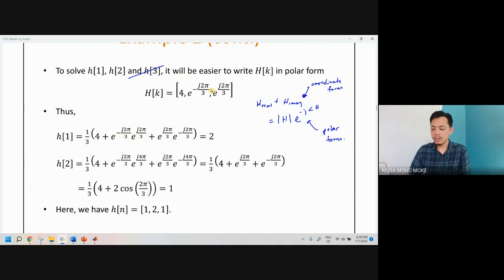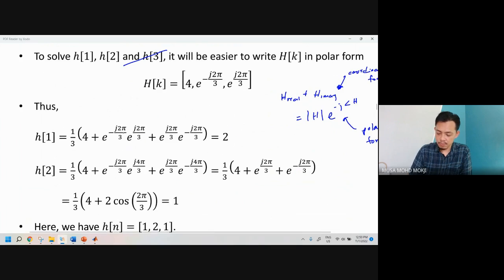And then the second one. This is negative, this is positive, so now we have a positive here. Then this becomes very easy, because minus j2 pi over 3 multiplied with e to the power of j2 pi over 3, you will cancel out these two. Because you need to plus these two, the same thing, the plus becomes 0. So e to the power of 0. Again, same thing here. So then what we have is 4 plus 1 plus 1, which is 6, and then divide by 3 equals 2. Okay, that one is h[1].